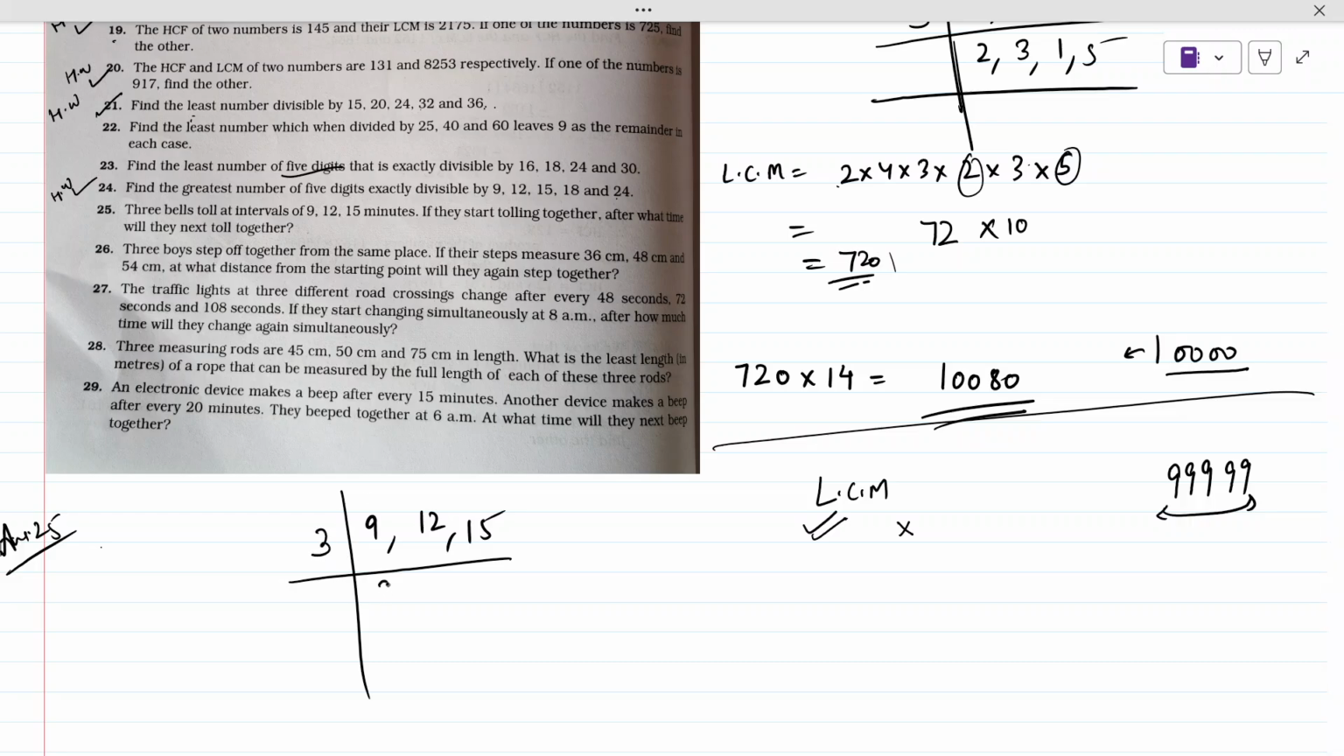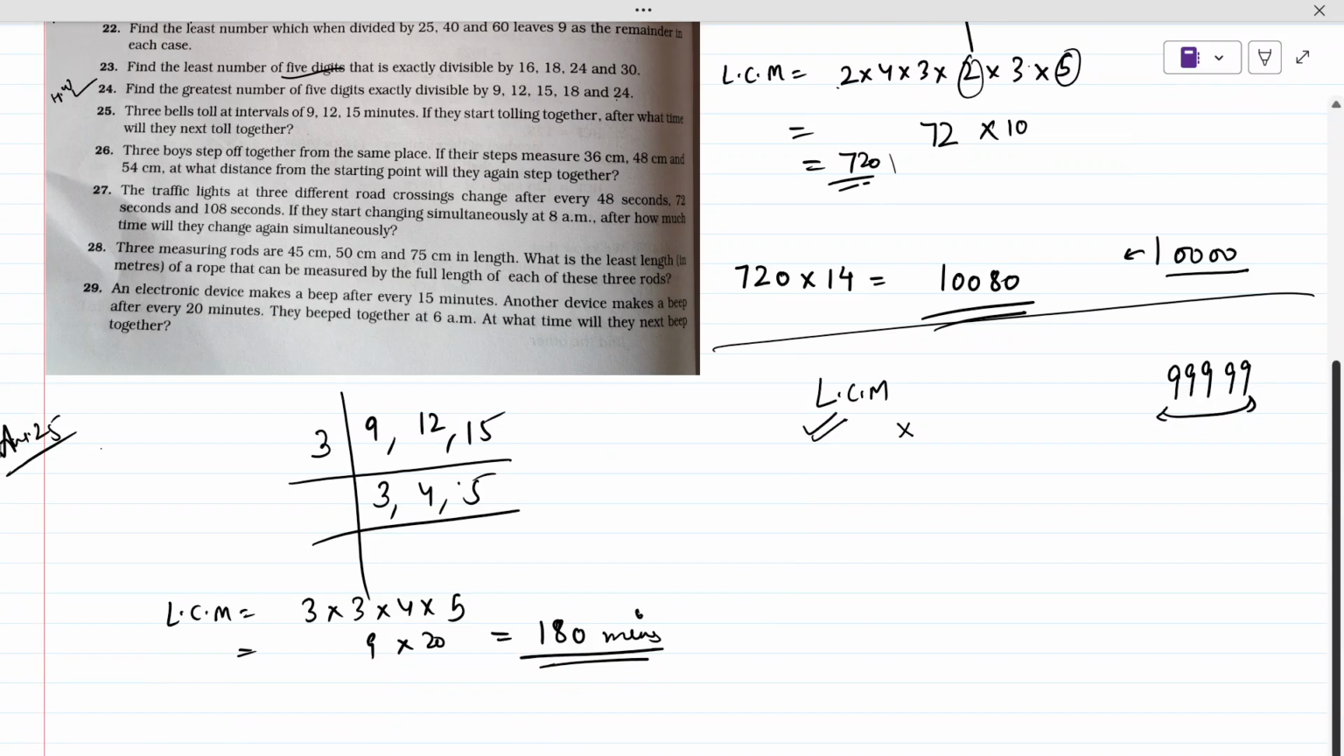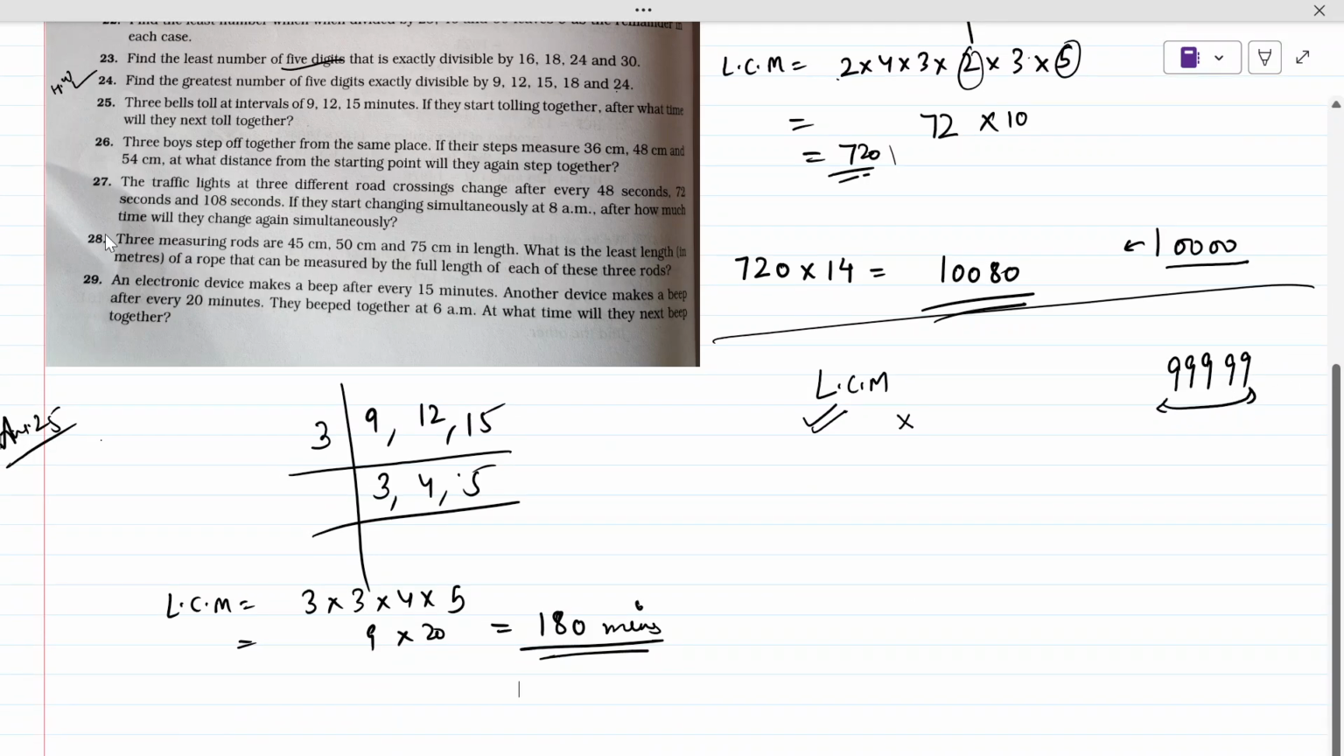We have 3 common in all: 3, 3 are 9; 3, 4 are 12; 3, 5 are 15; and then nothing is common. So I can say the LCM is 3 into 3 into 4 into 5. This is 20 and this is 9. So LCM is 180 minutes. So that means they are going to toll again after 180 minutes.